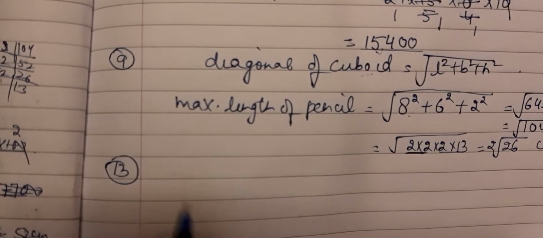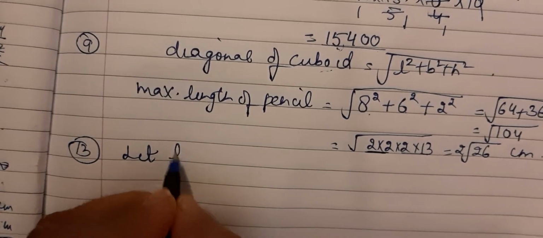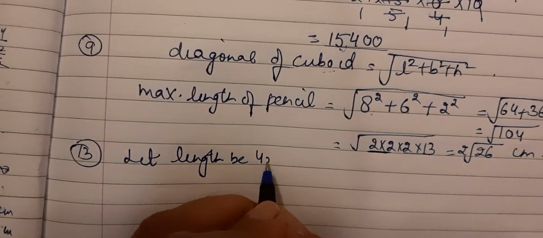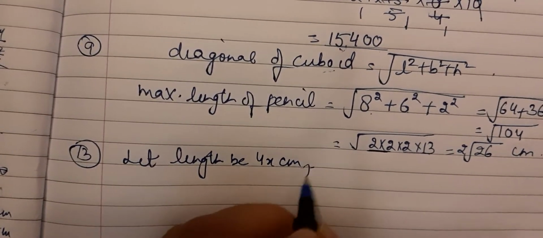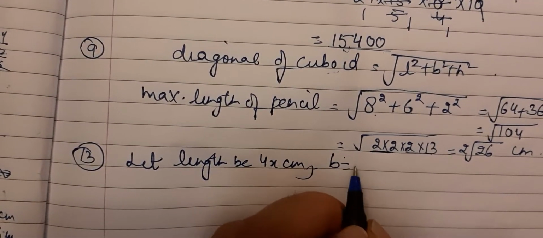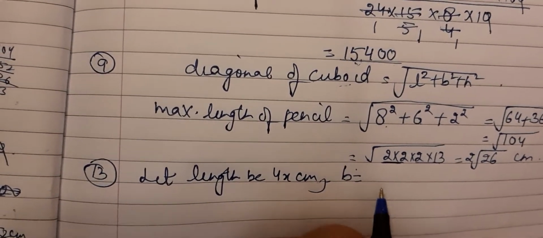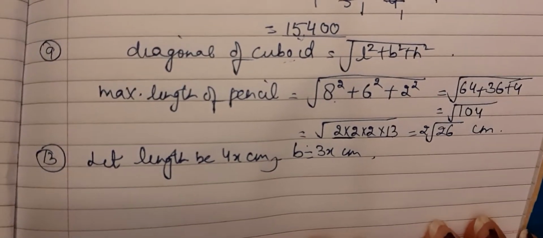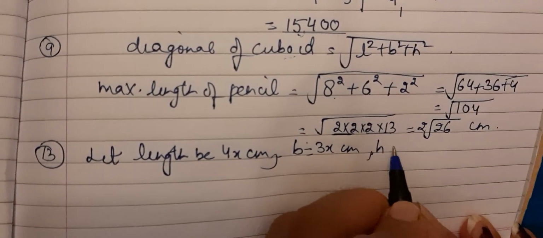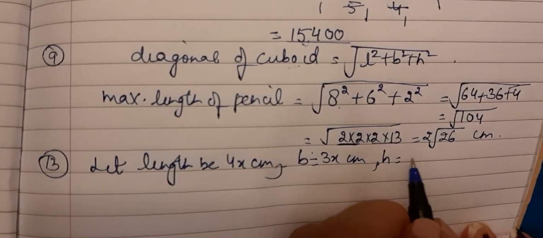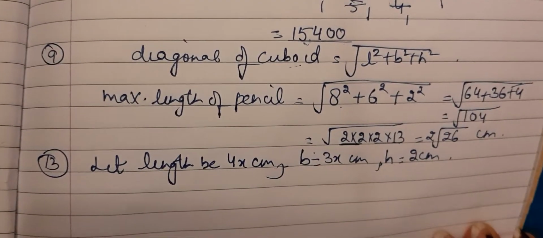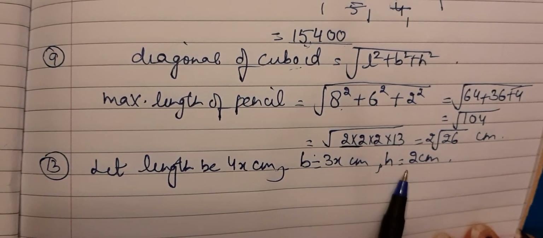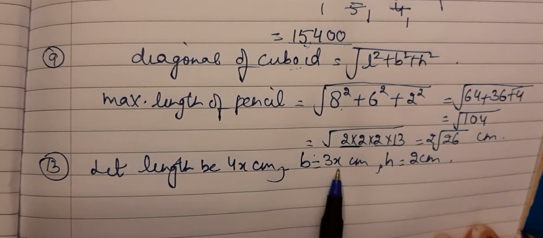So I am going to take, let length be 4x centimeter, breadth is equal to 3x centimeter, and height is equal to 2x centimeter, as the ratio is given as 2 for height. So this is the length, breadth and height, as the ratio is given as 4:3:2.